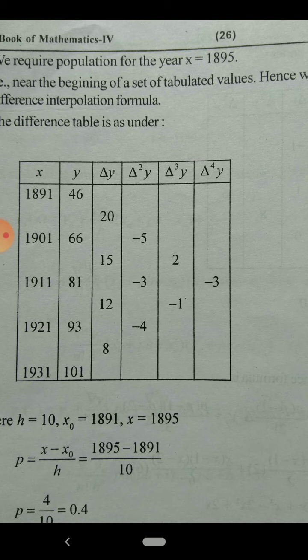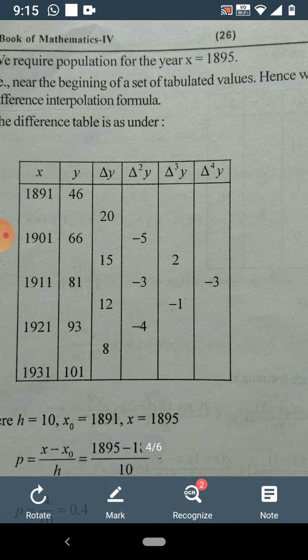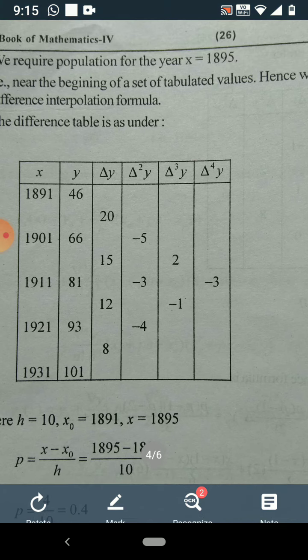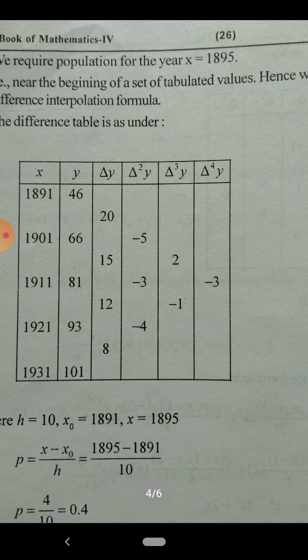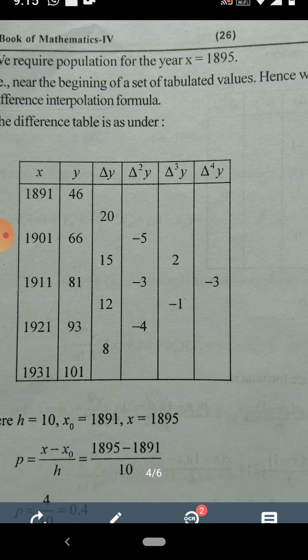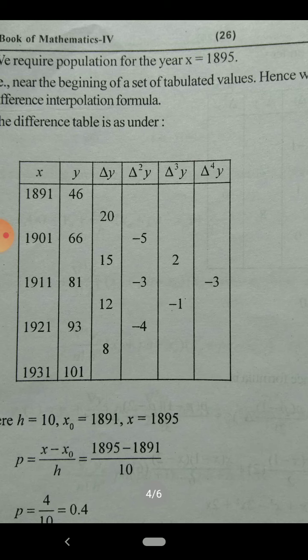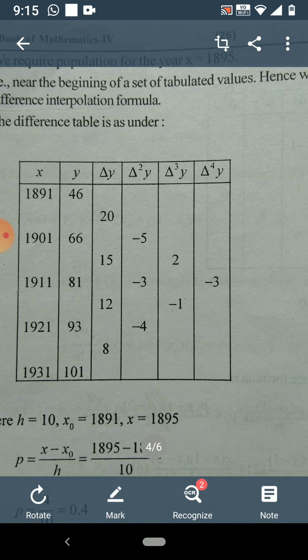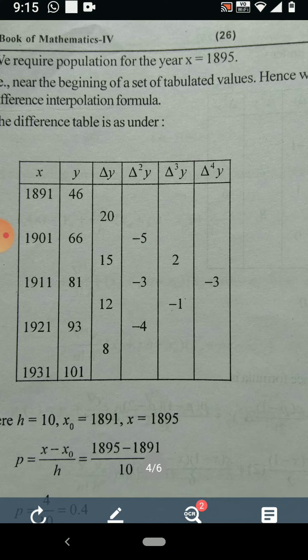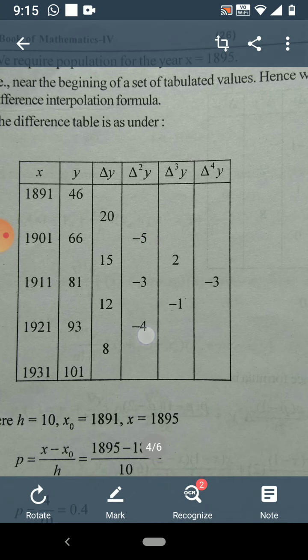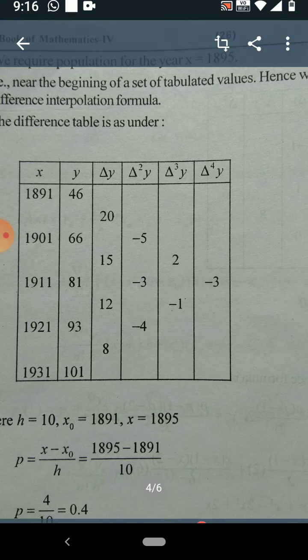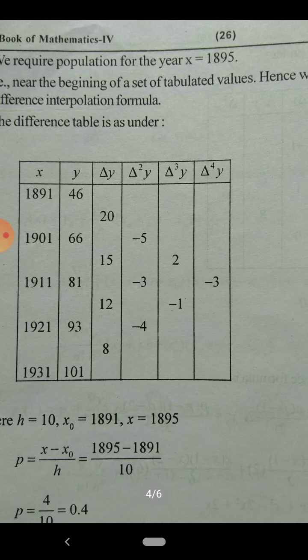Then the second forward difference. The second forward difference is the difference of the first forward difference. Here 15 minus 20 is minus 5. 12 minus 15 is minus 3. 8 minus 12 is minus 4. Then the third forward difference is the difference of the second forward difference: minus 3 minus minus 5 is plus 2. Minus 4 minus minus 3 is minus 1. And finally the fourth forward difference.